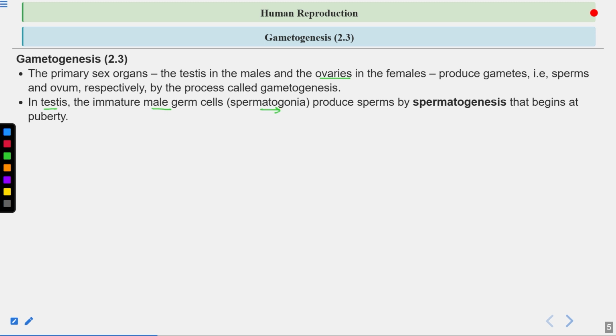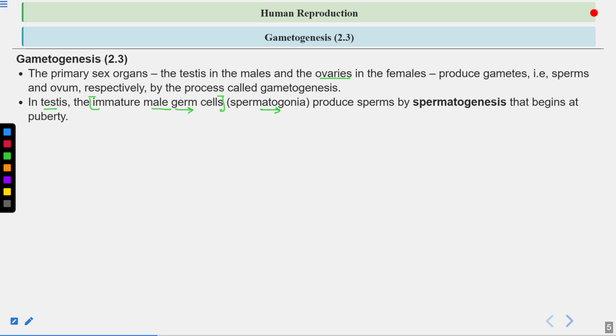So what are spermatogonia? They are immature male germ cells. There are two kinds of cells, somatic cells and germ cells. The common names for germ cells are sex cells or reproductive cells. Somatic cells are involved in growth, while these germ cells, these reproductive cells, are involved in reproduction.